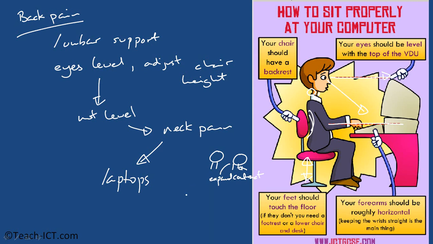One other thing, health and safety. Actually two other things on this diagram. If you've adjusted your chair up and your feet don't touch the floor, you want to make sure that you can get a footrest. We haven't drawn that in the diagram. Let's see if we can draw a footrest there. And the final thing, we didn't do it on this one.